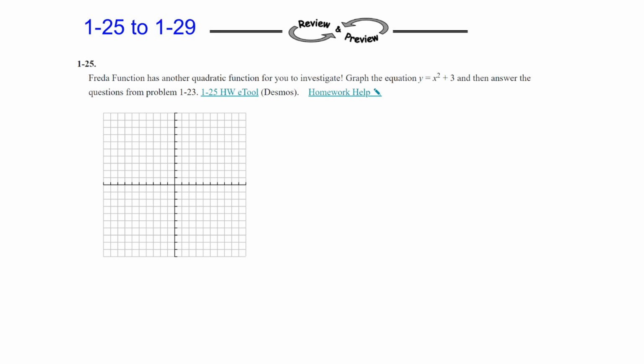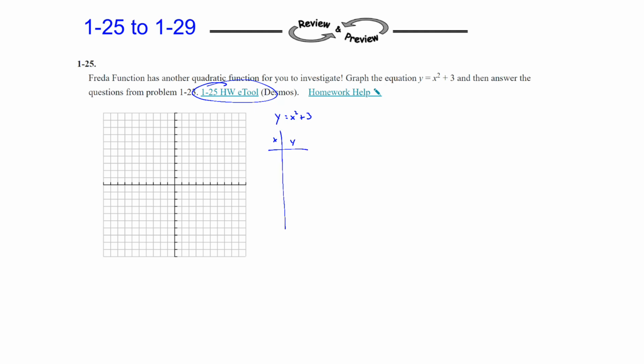So given a new equation, y equals x squared plus 3, let's go ahead and graph this. You can use Desmos to help you. So that's this part right here. You can click on that link, and it will help you graph. If not, we can use a table. So we'll take y equals x squared plus 3, and I'll use a table to graph it. Once again, you can use Desmos or a graphing calculator to help you as well.